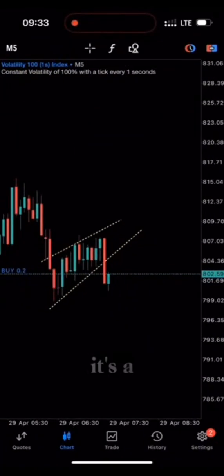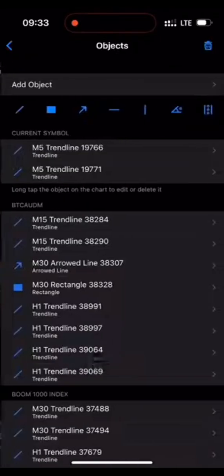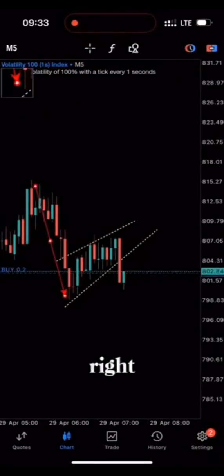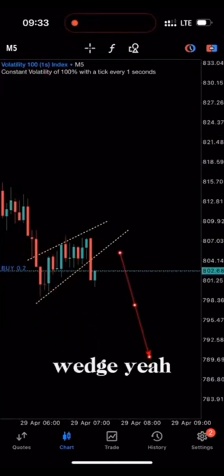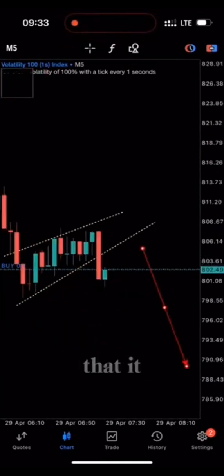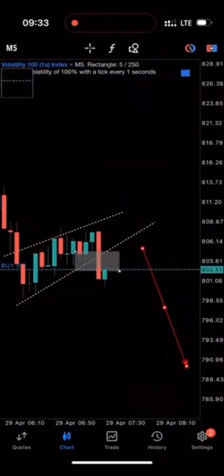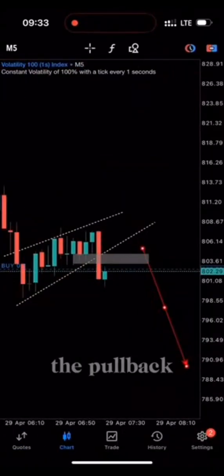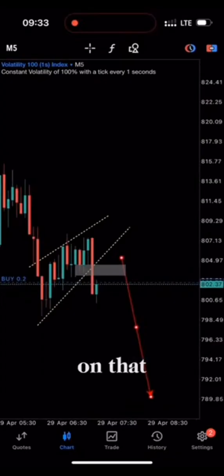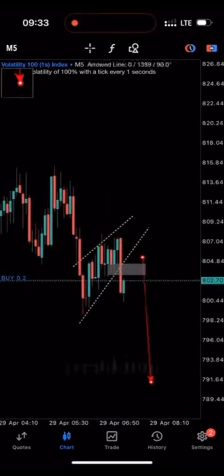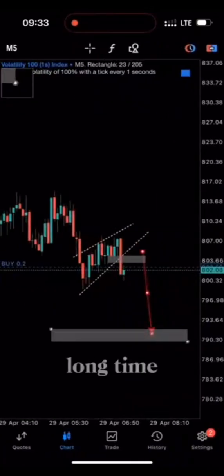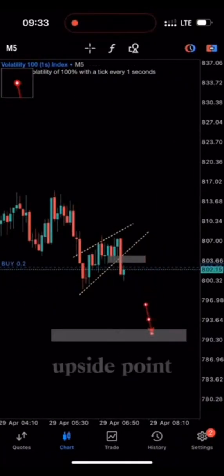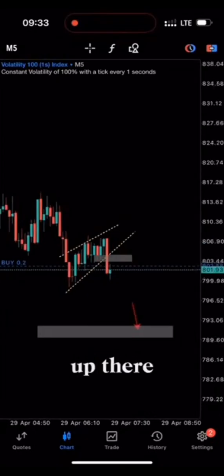I mean, it's a triangle, right? No, it's a rising wedge. It's more of a rising wedge here. So you can see that it mostly goes down, but after the breakout, the pullback must come on that area to get in the trend line to make a fake out. So it might even stay a long time on the upside rather than the downside.